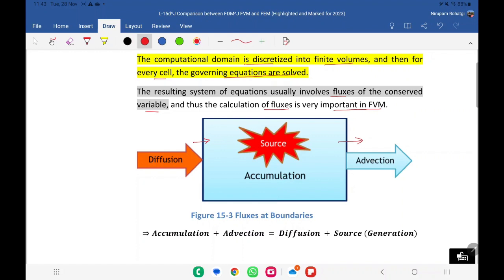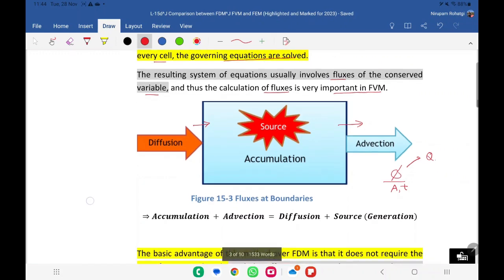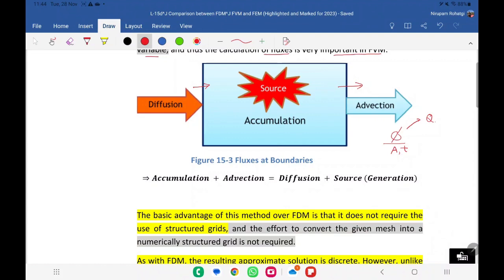Flux means something flowing per unit area per unit time. So you multiply it by the area, and you get the quantity which is flowing. So if there is a flux of phi per unit area per unit time, you multiply by area and you get the phi which is flowing out per unit time. You multiply by delta t, and you get the total which has flowed out, and it can be Q: the amount of heat flowing out per unit area per unit time. This is called flux.